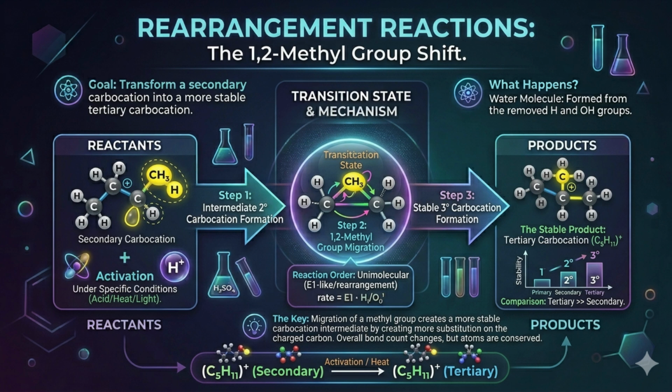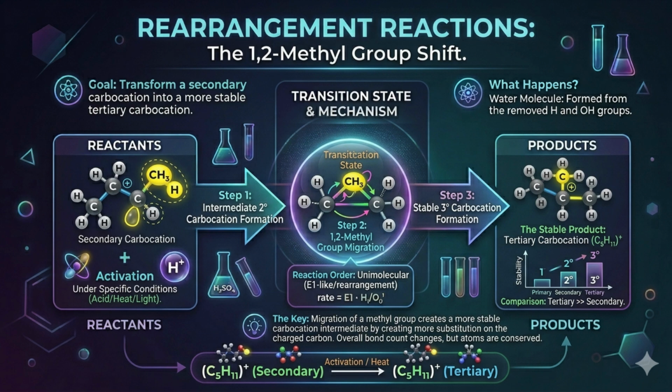Finally, in step 3, we reach our stable carbocation formation. Look at the product on the right. The positive charge is now on a carbon atom surrounded by 3 other carbon groups. Why does this happen? Look at the stability chart at the bottom right. Tertiary carbocations are significantly more stable than secondary ones. Nature always seeks the lowest energy state, and this shift is the most efficient way to get there.